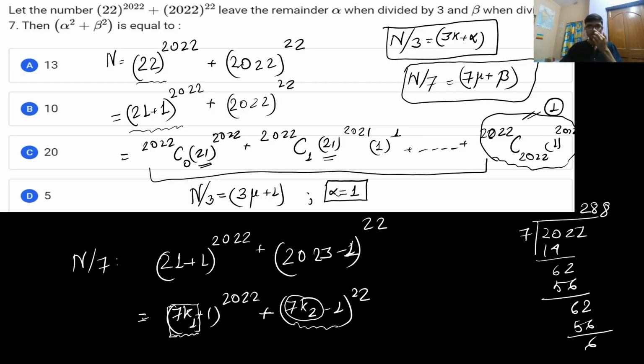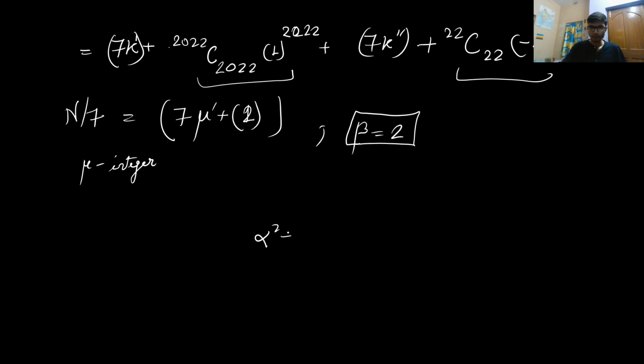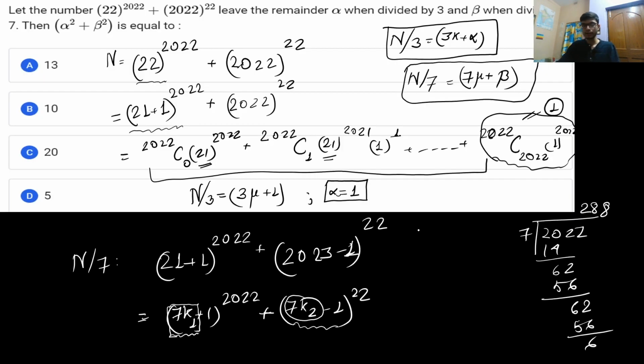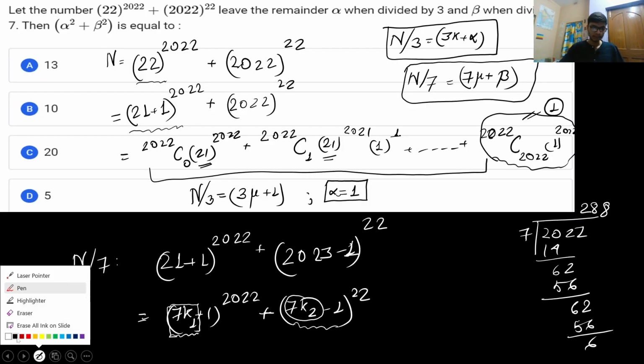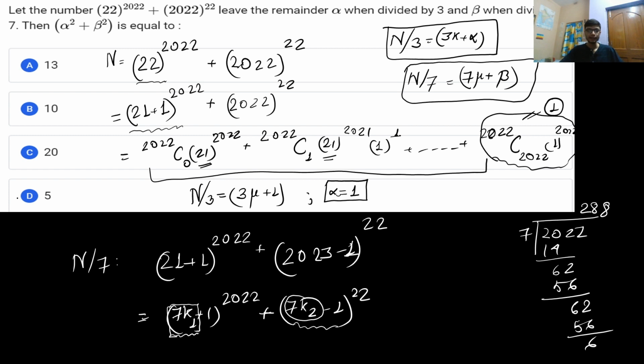And from here, you are asked in the problem to calculate the value of alpha square plus beta square. So you know that alpha square is 1 and beta square is 4. So this will yield the result that is equal to 5. So the right answer to this problem, if you have done it correctly, is option number D.